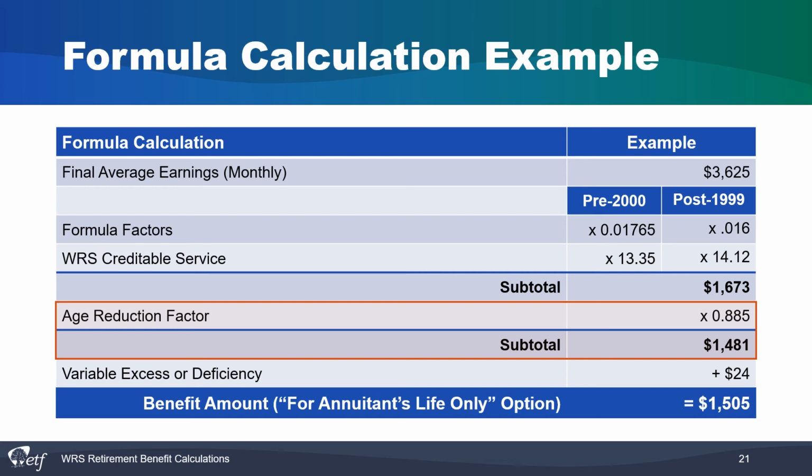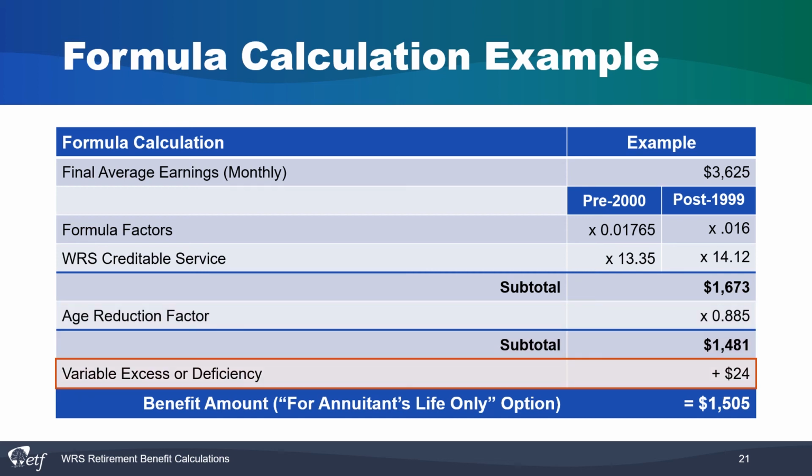This subtotal is then multiplied by the age reduction factor, in this case 0.885, to bring the subtotal to $1,481. Because this member was in the variable fund, a variable adjustment is made. In this case, due to an excess, $24 is being added to the calculation, which brings us to a grand total of $1,505 lifetime benefit amount for the annuitant's life-only option.